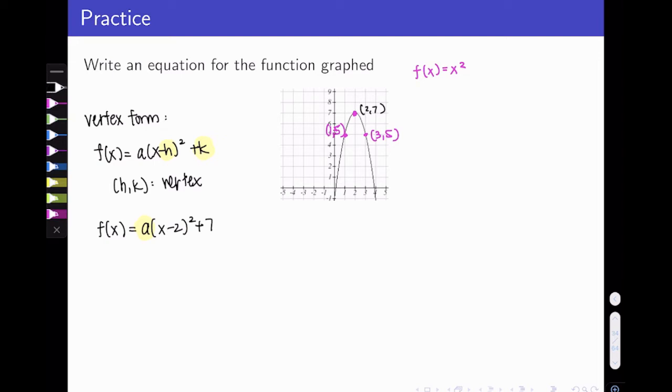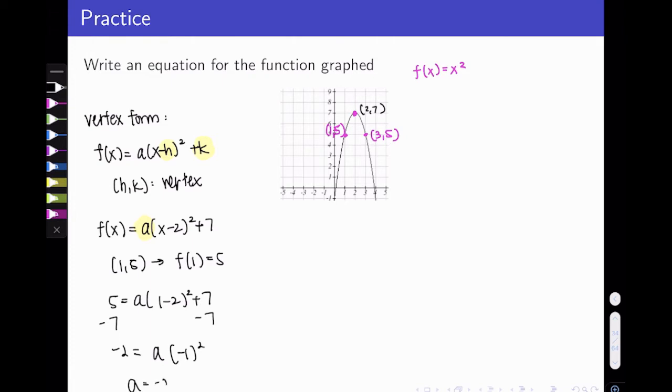I'm going to use (1, 5), which can alternatively be written as f of 1 equals 5 in function notation. So x equals 1 and f of 1 equals 5. Plugging that in, we have 5 equals a times 1 minus 2 squared plus 7, and we're solving for a. I can subtract 7 from both sides and get negative 2 is a times negative 1 squared, or a equals negative 2. And we end up with the equation of this function as f of x equals negative 2 times x minus 2 squared plus 7.